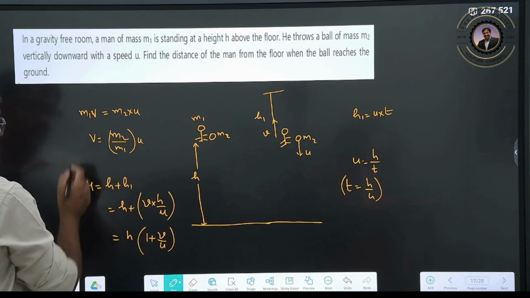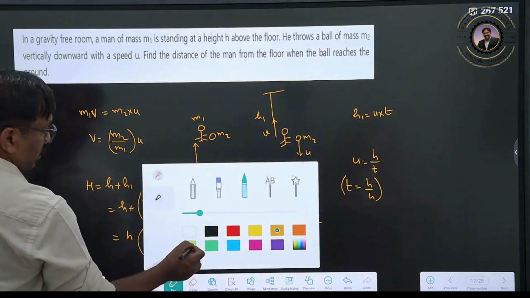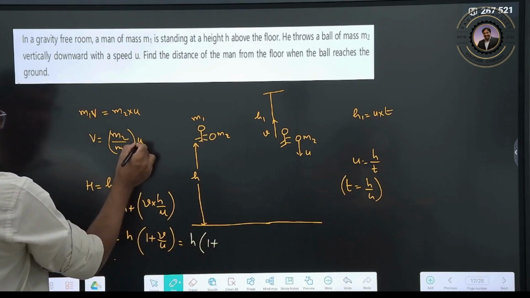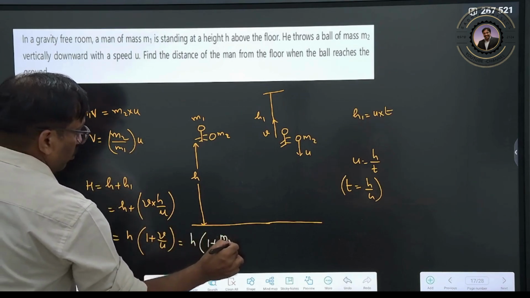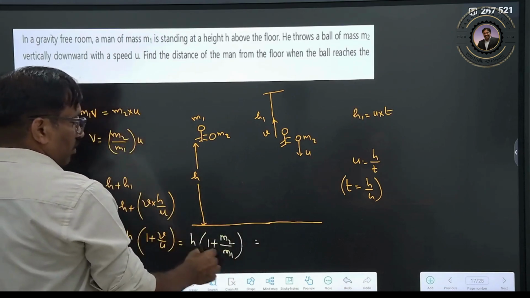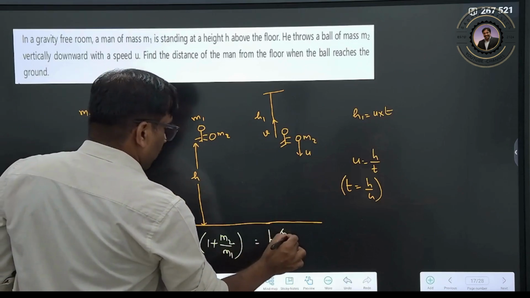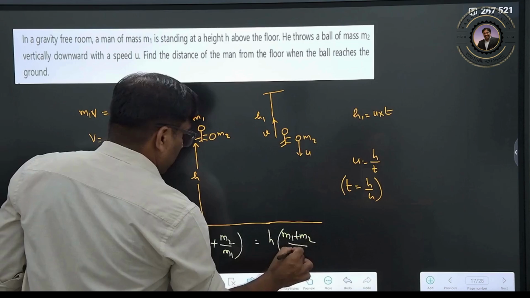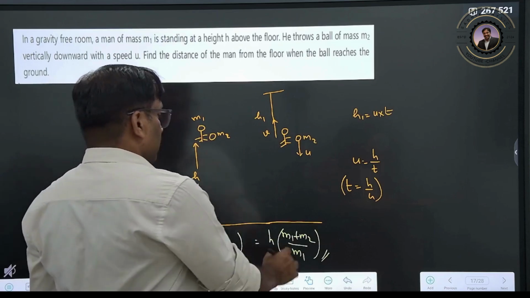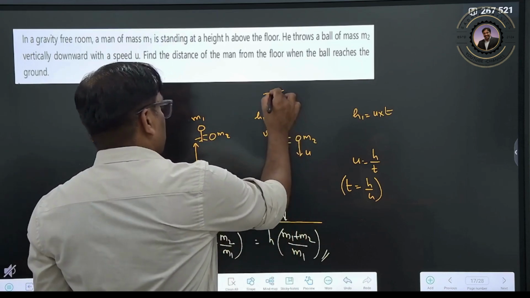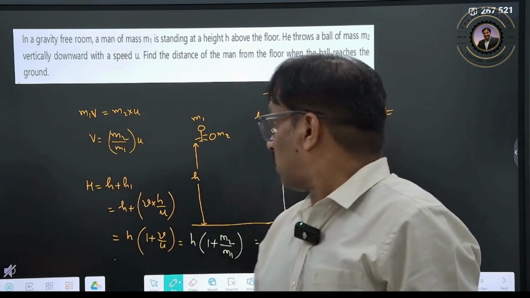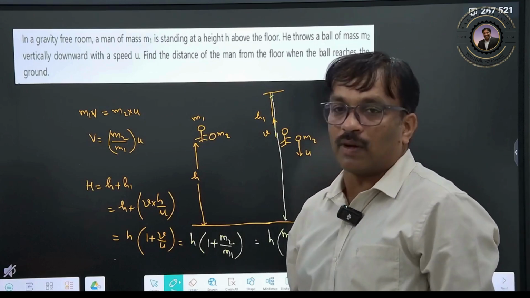So 1 plus v by u, therefore you can rewrite it as h of 1 plus, and v by u is nothing but m2 by m1. Taking it together, you can write h into m1 plus m2 by m1. So this is your height, the total height you will be reaching at this point. Clear? Now in this way you can calculate the problems, no?